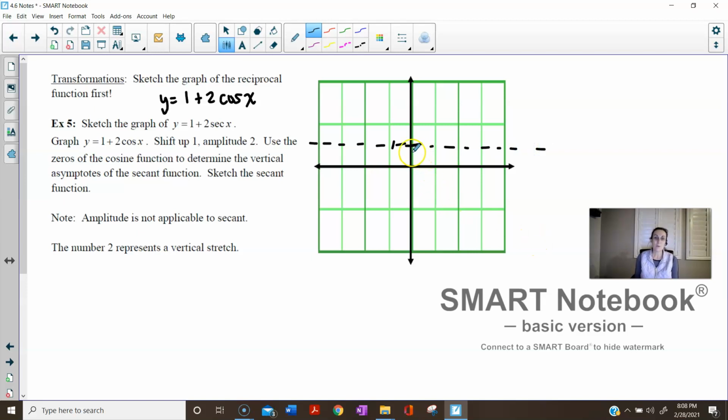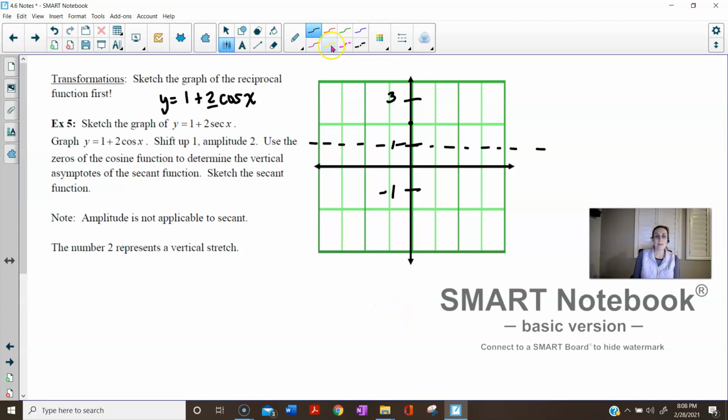And cosine always starts 1 above. So this is where the cosine would start. But the amplitude is 2. So from that center, it's going to stretch up. So here's 1, 2, 3. It's going to stretch up to 3, and down 0, 1, 2. So down to -1.